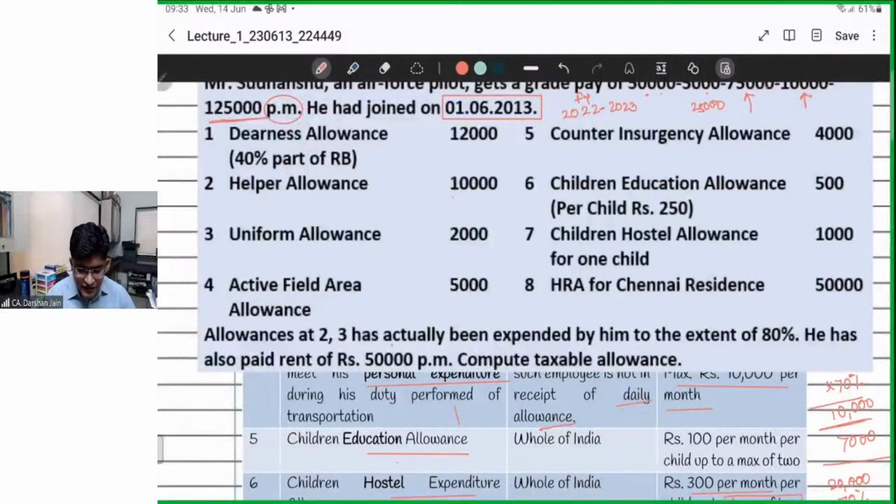Also, he has paid 50,000 rupees as rent. So Chennai residents, he's got a HRA of 50,000 and he has also expended 50,000. So ideally, whatever he has received, he has paid, but then yet some part of it would be taxable, because 10% of salary is something that was his responsibility, right? So only rent paid in excess of 10% would be exempt, right?